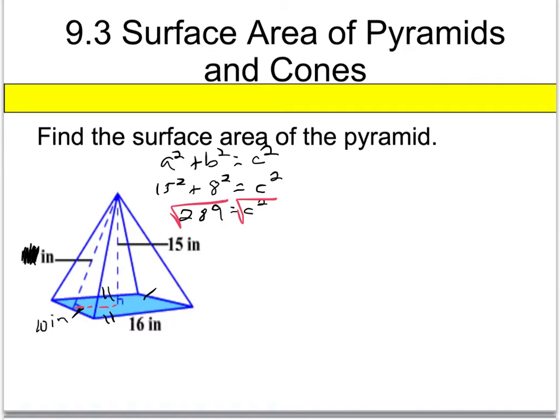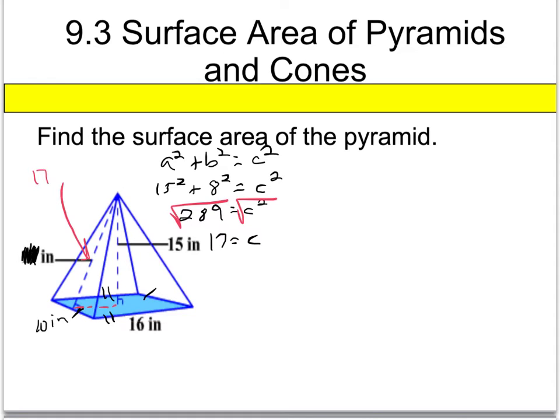You find the square root of 289, and every single time, the square root of 289 is going to be 17. So now we have figured out what our slant height is. Our slant height is 17. Now we have the essential information that we need to find the surface area of that pyramid. So plug in what you know, find the surface area.